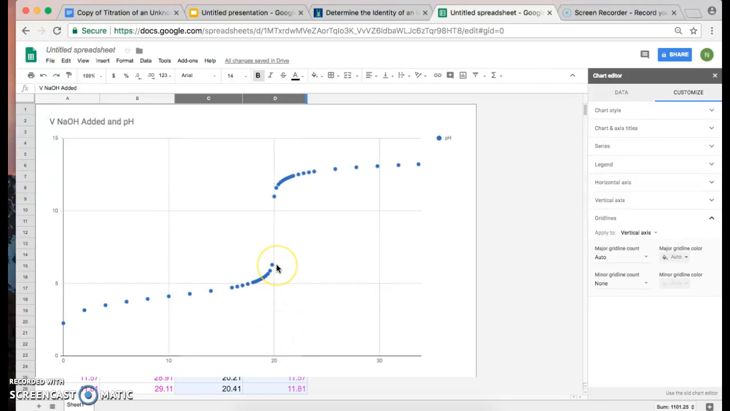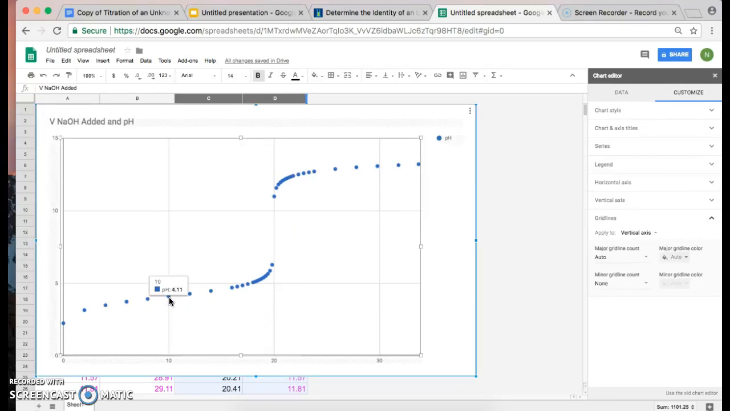Remember that for the pKa, you can find that as the pH at the half equivalence point. That means that if it takes about 20 milliliters for me to reach the equivalence point, then at the half equivalence point, it should take about 10 milliliters. And I have a point that's about that right here, and the pH at that point is 4.11.